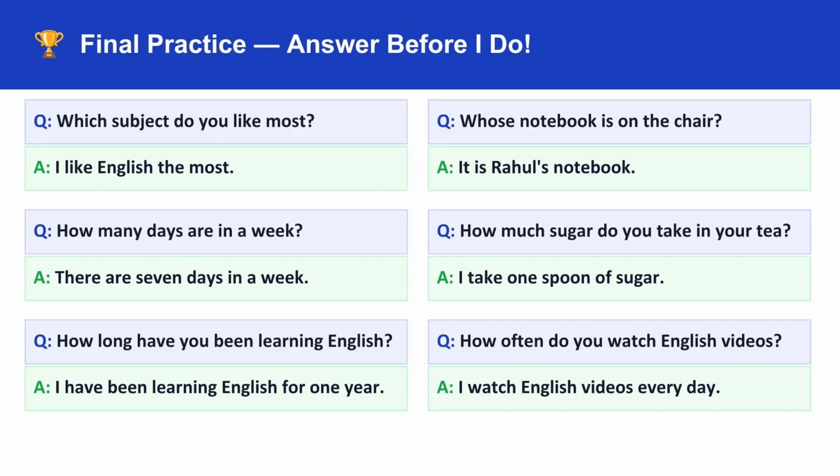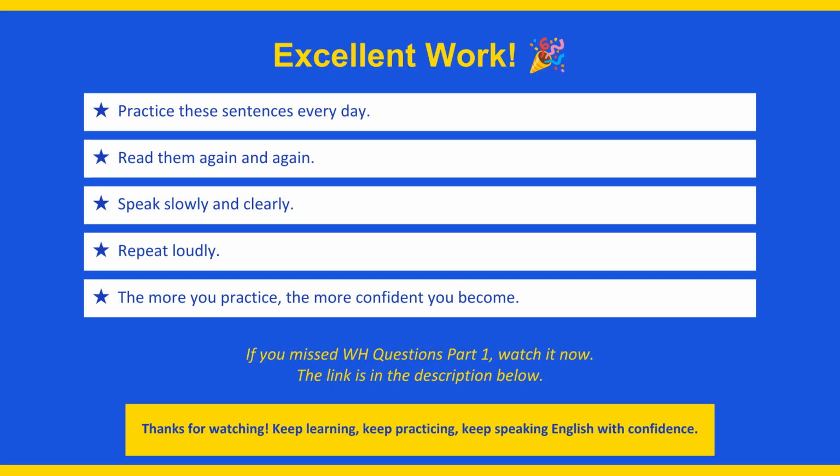Question: how long have you been learning English? Answer: I have been learning English for 1 year. Question: how often do you watch English videos? Answer: I watch English videos every day. Excellent work. You practiced all 6 WH questions today.